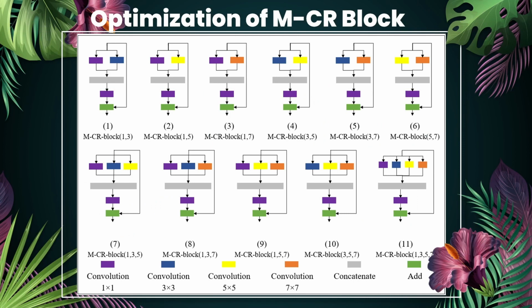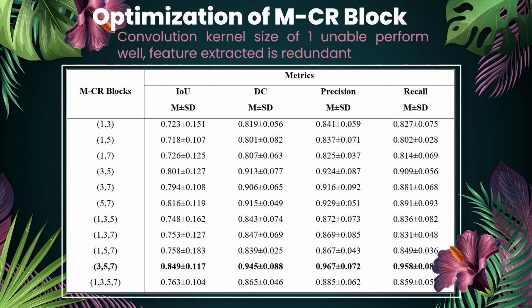And here comes the problem of the MCR unit blocks. How do we optimize the combination of convolutional kernel sizes within the MCR blocks? Hence, we implement 4 different convolutional kernel sizes of 1, 3, 5, and 7, producing 11 different combinations of MCR blocks. We ran a test, and we found out that the MCR block of 3, 5, and 7 gives the best result among them.